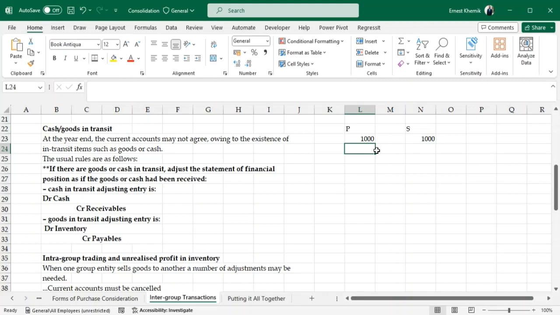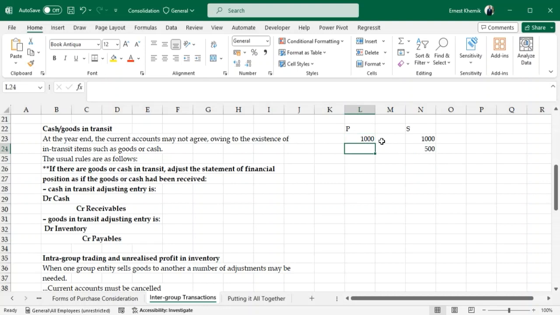On consolidation, at the reporting date, the amounts might not agree, and two possible reasons might be cash in transit or goods in transit. Those are the two major reasons that might account for the current accounts not agreeing with each other. So what do we mean by cash in transit? The subsidiary might send cash to the parent in part payment for the goods. Assuming at the reporting date the subsidiary transfers, say, $500 to the parent, but the parent has not received the amount yet.